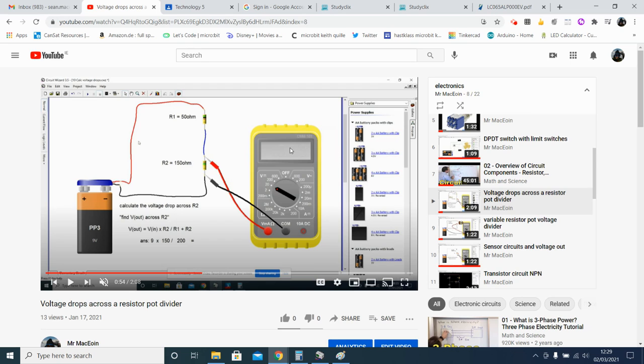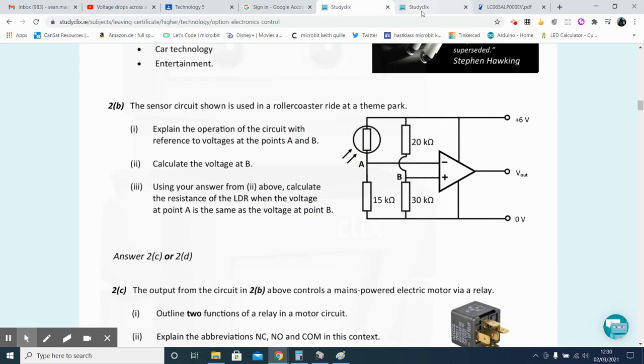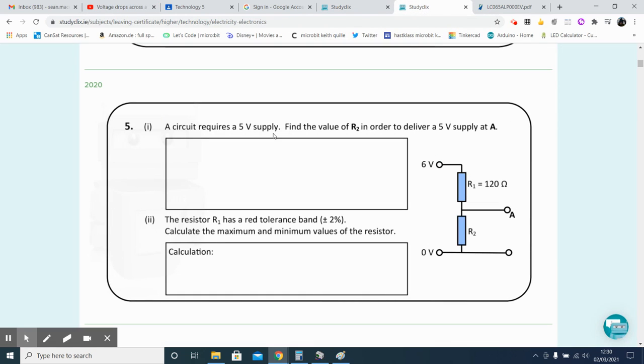Before we move on, I would recap on that. At leaving cert, the potential divider on its own would come up in section A. There are different ways to work it out, like I just showed you. You could use Ohm's law, you could use a formula, or you could just rationalize it.